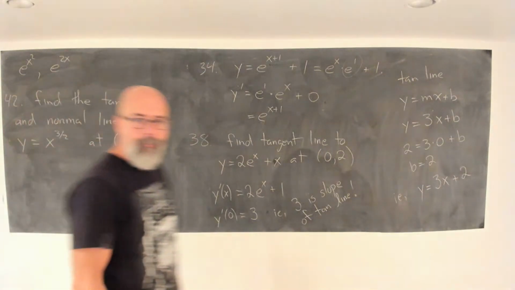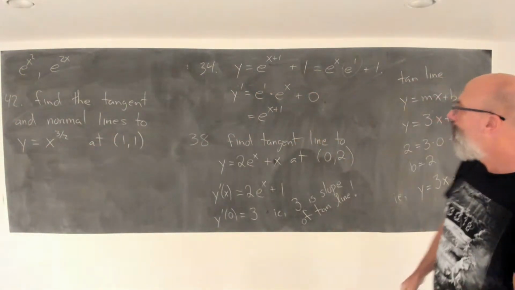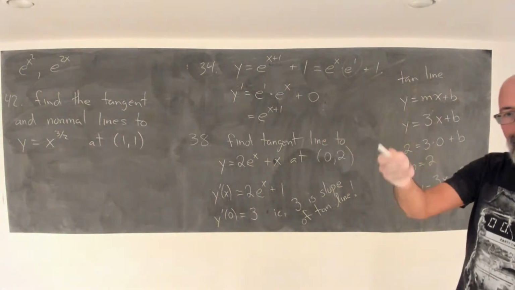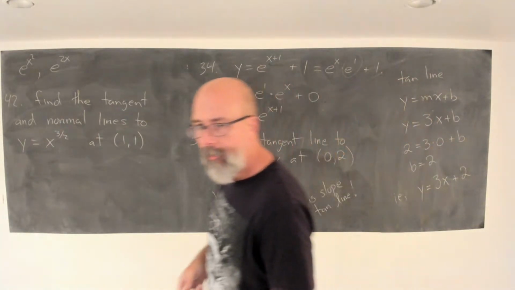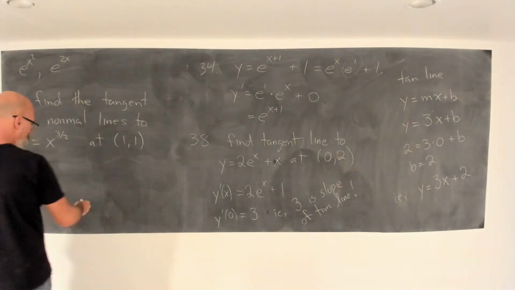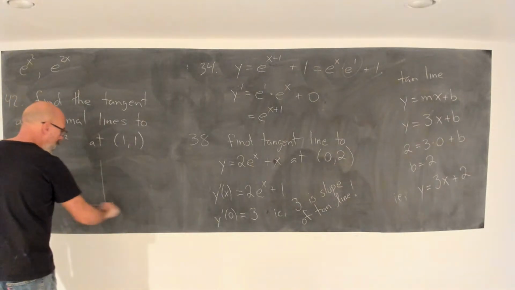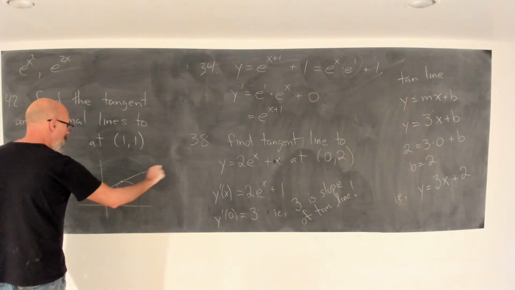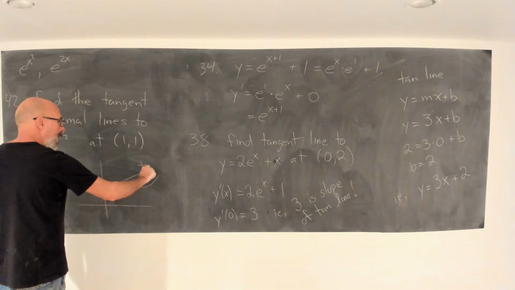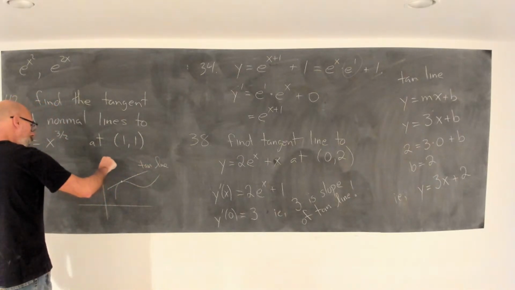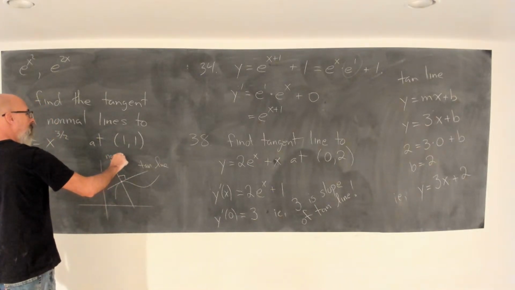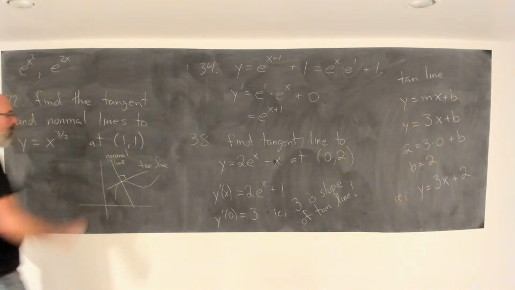let's do one more example. Find the tangent and normal lines. I haven't defined what a normal line is yet, but as Nandini suggests, the normal line is the line that is perpendicular to the tangent. So if this is the tangent line, the normal line is going to be perpendicular to the tangent.